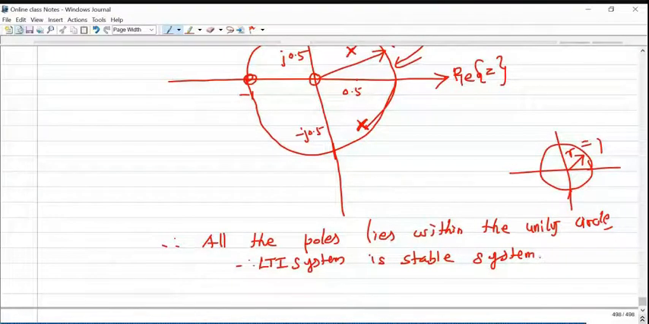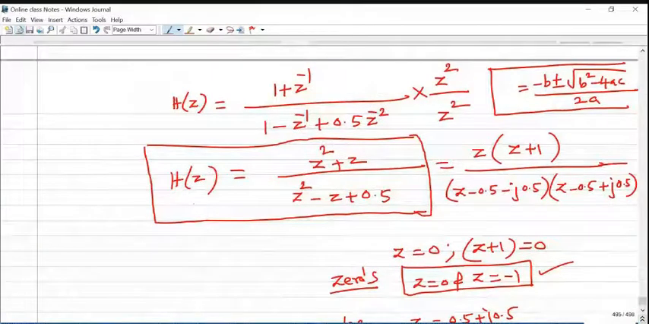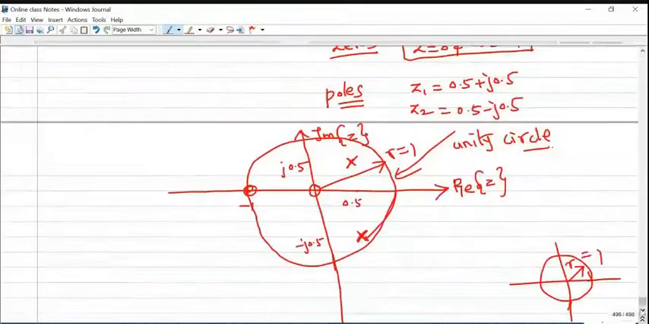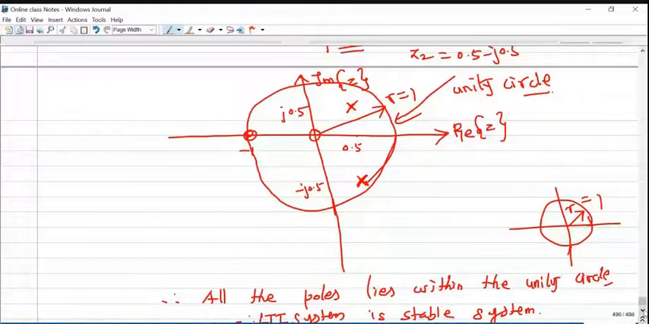So I think within this one problem, I covered many things. One is how to find the transfer function or frequency response. Second, how to plot poles and zeros. And next, how to identify the stability of the system. Okay. So similarly, take this problem as your homework, try to solve it in the same manner and check whether the given LTI system is stable or not.